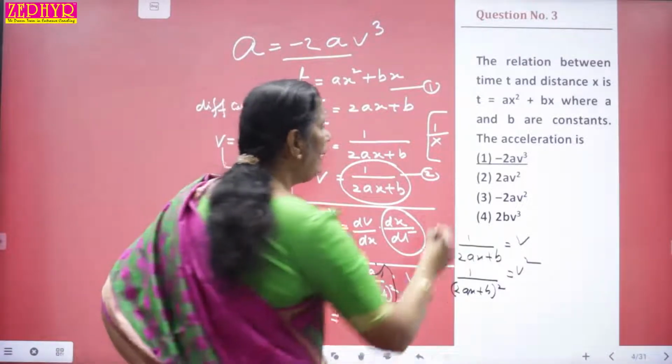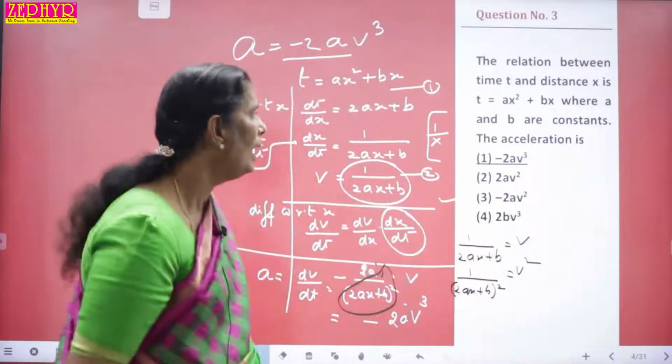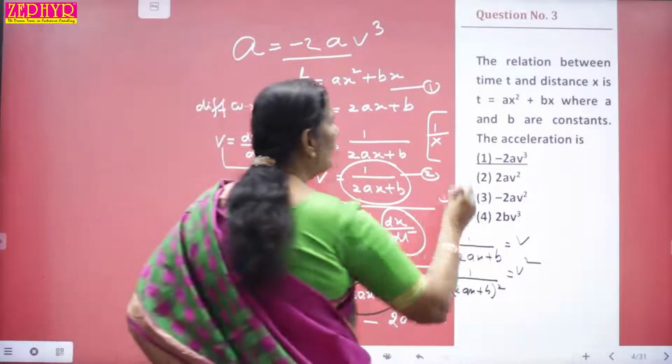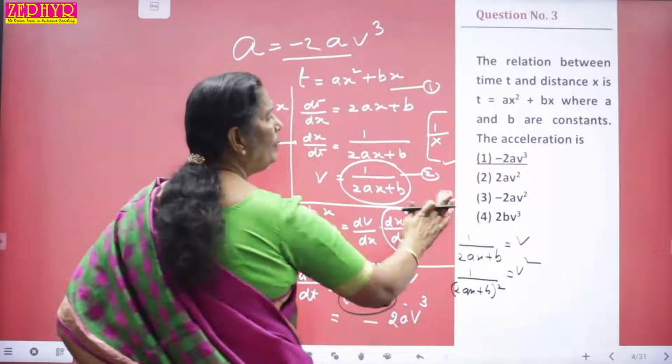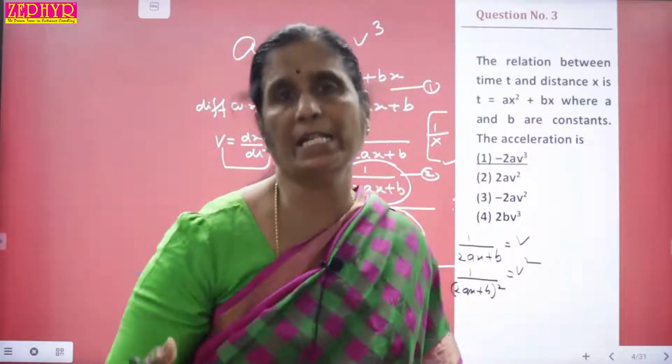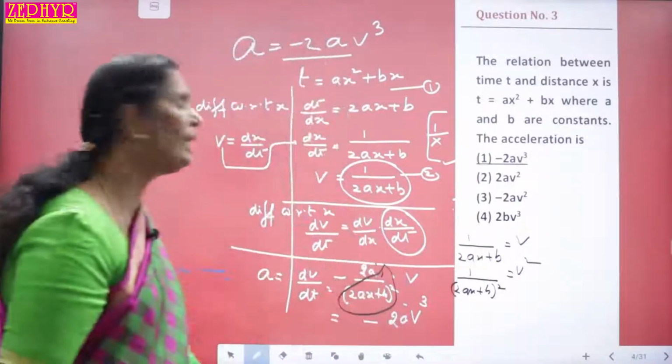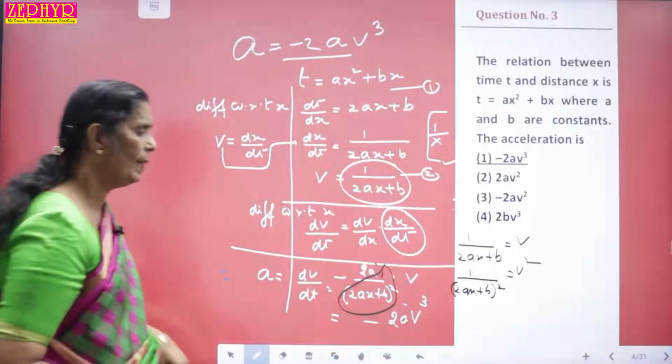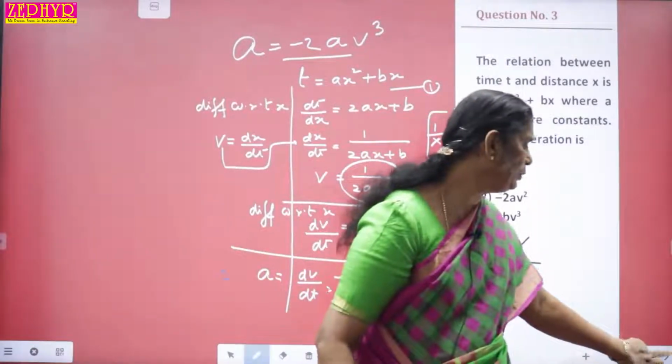So the answer will be 1. Answer 1 can be written as minus 2a into v cube. So you should be very good in differentiation. Go through that. It's a very good question. Be careful. And it is a previous IIT question, so that's why I gave.